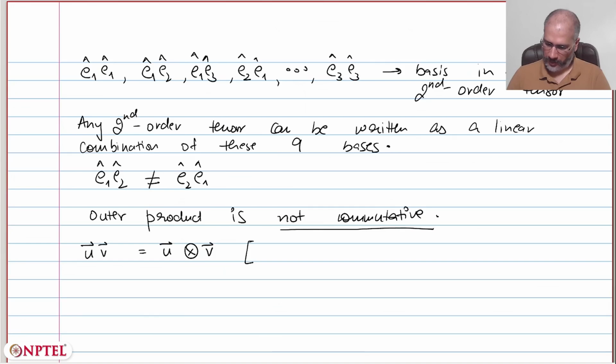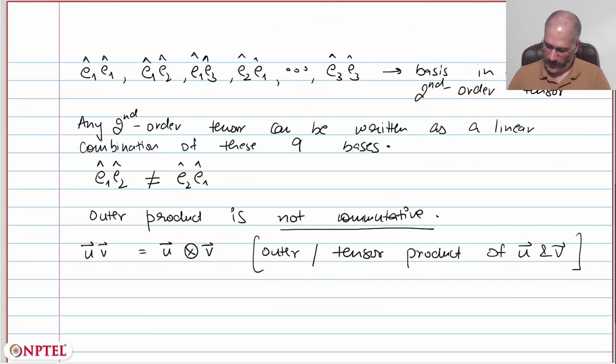So this is called the outer or tensor product of u and v, and the quantity uv is called the dyad of u and v. So this quantity uv is called the dyad.